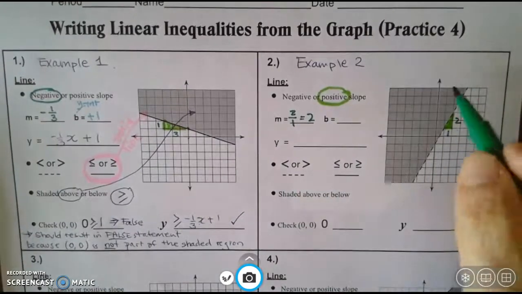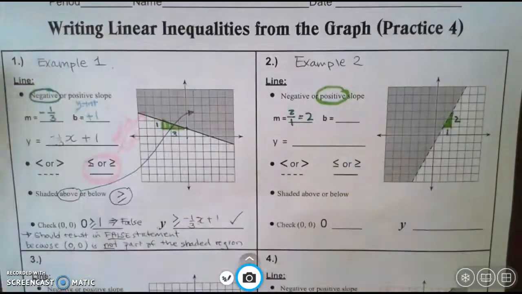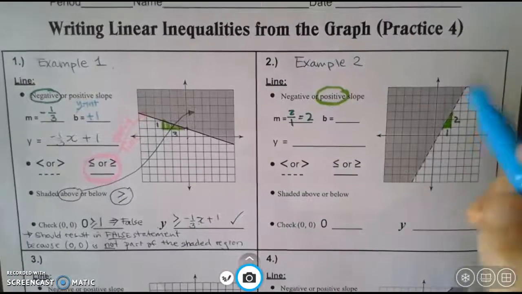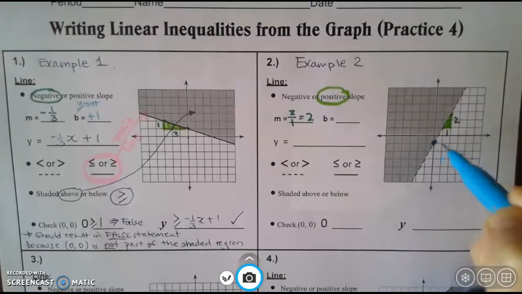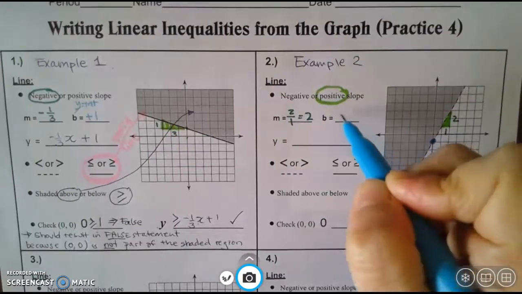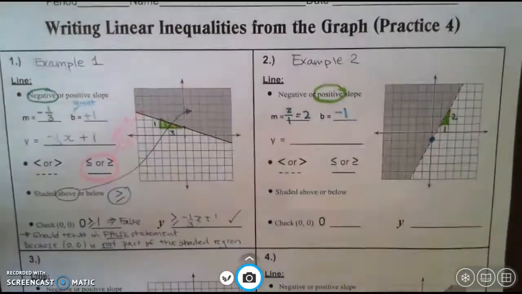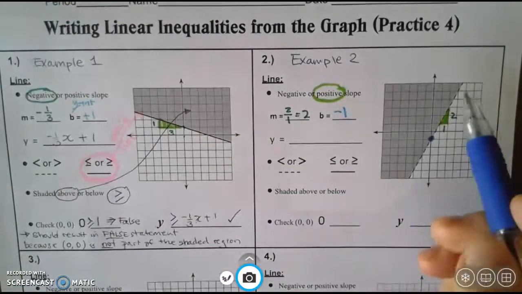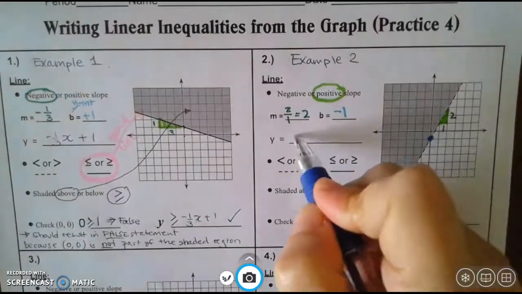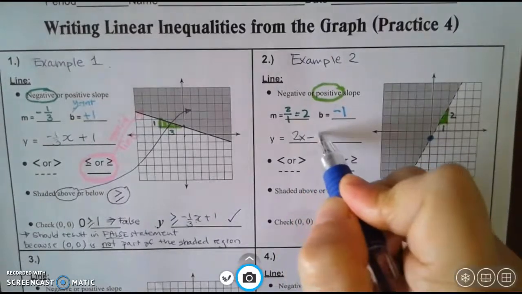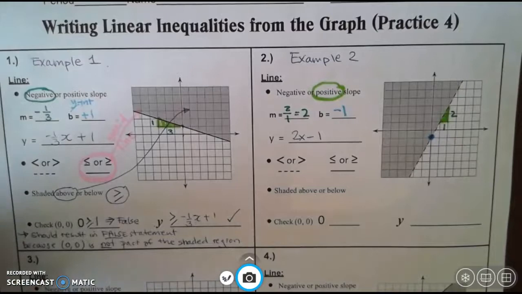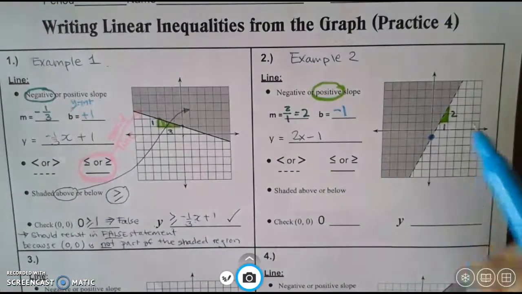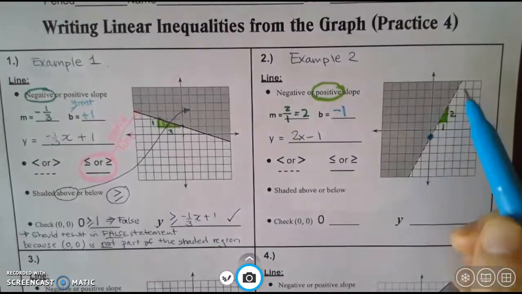And what about b? b is where the graph crosses the y-axis. It's right here. So b is negative 1. So then the equation for this line is y is equal to 2x minus 1. Now we look at the line itself. Is it dotted or solid? Okay, so this is a dotted line.